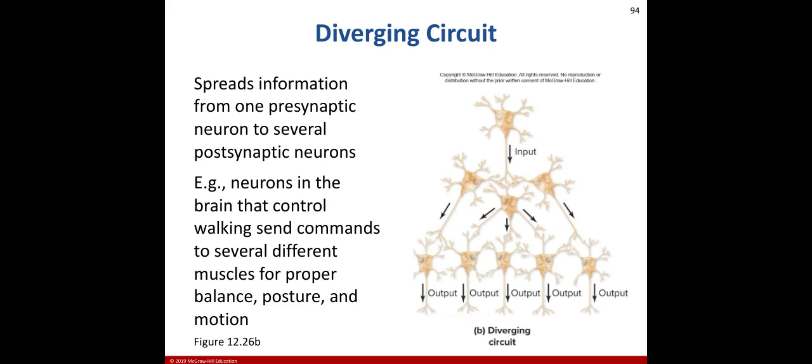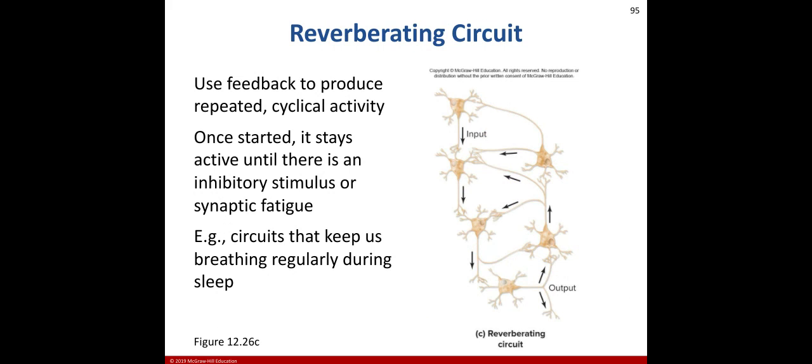Divergent, that's spreading the information out to multiple postsynaptic neurons. So when you're controlling something like walking, that's sending several different signals to different muscles for posture, balance, motion, actually moving your limbs. So that's divergent circuits. Reverberating is a little more complicated, I guess, in that it uses feedback to produce repeated cyclical activity. So once we start this, it stays active until there is an inhibitory stimulus or fatigue. An example is the circuit that keeps us breathing regularly when we sleep.